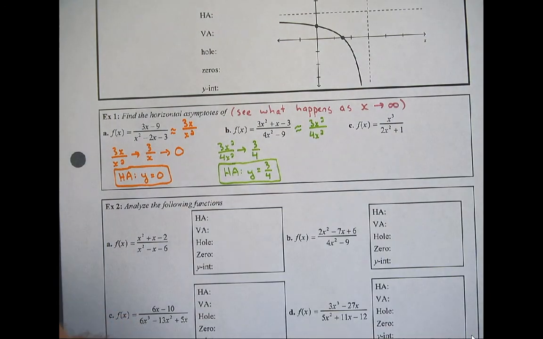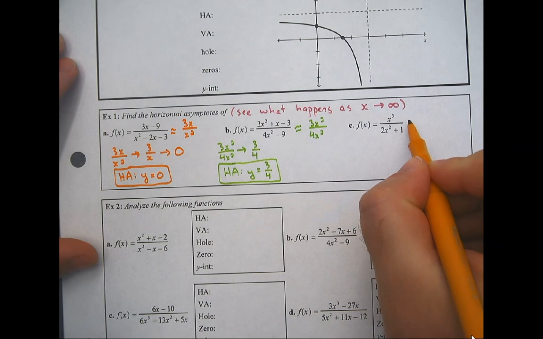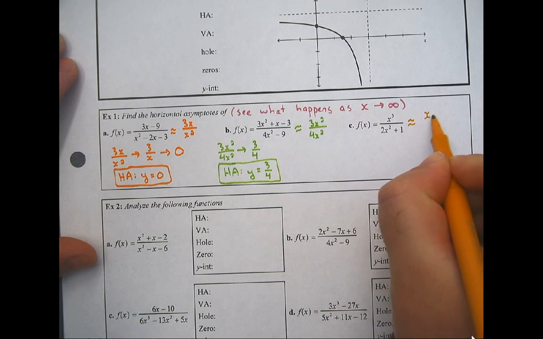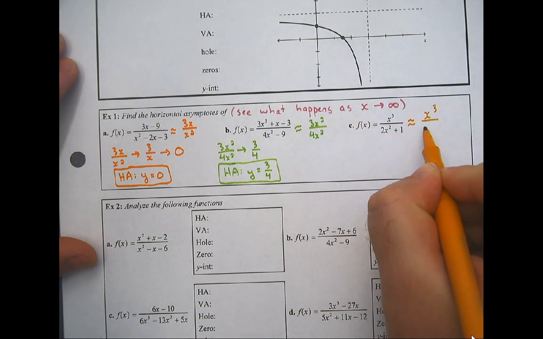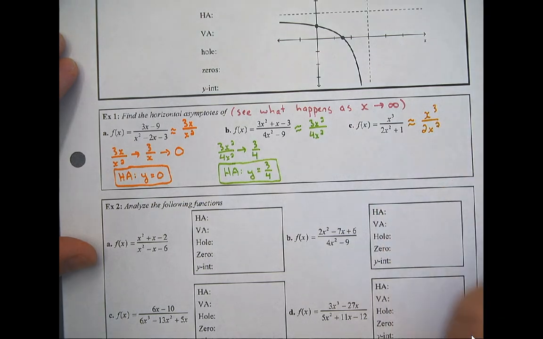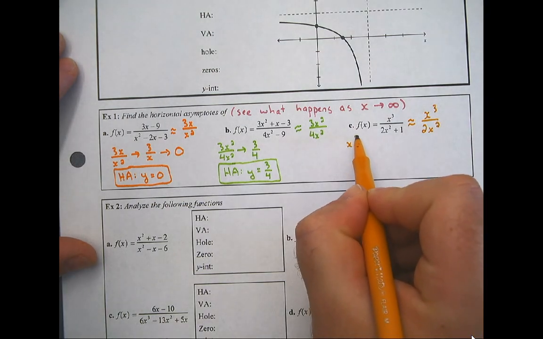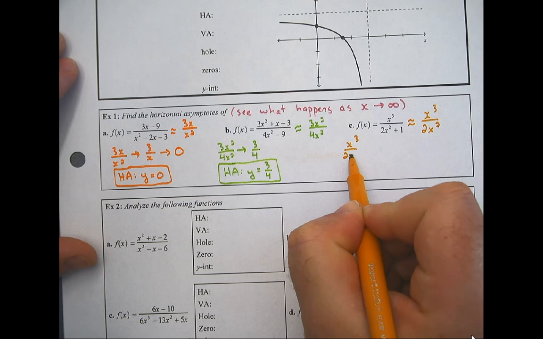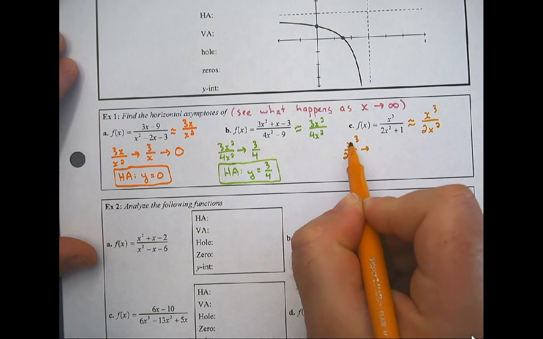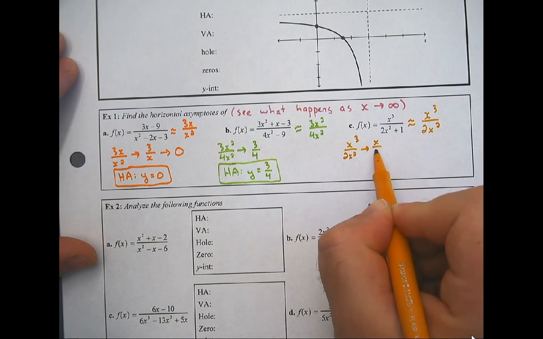Let's try to clean this up. So we're going to look first. X cubed dominates on the top. 2x squared dominates on the bottom. X cubed over 2x squared. X squared cancels with x cubed. I get x over 2.